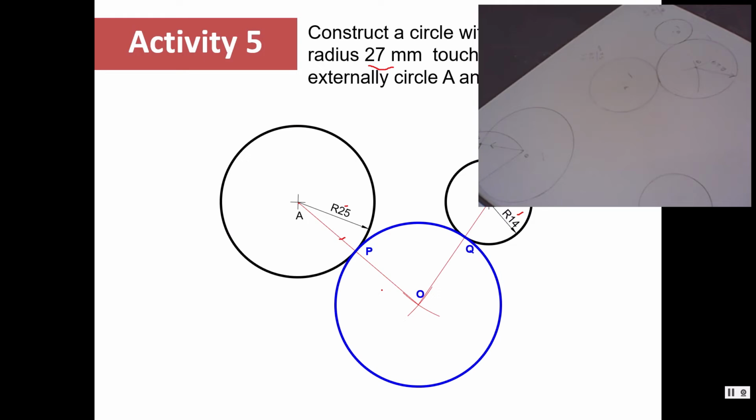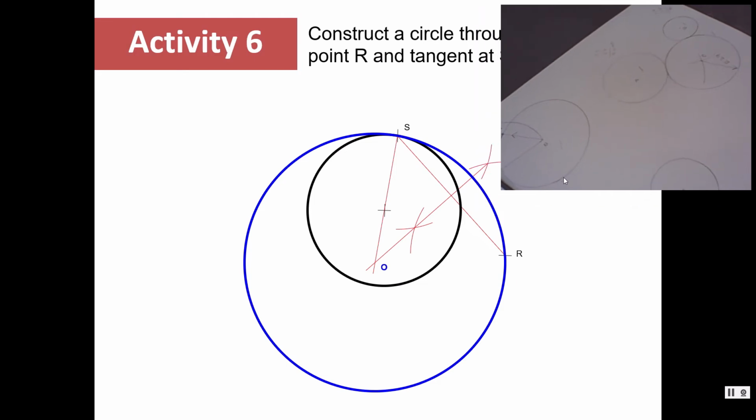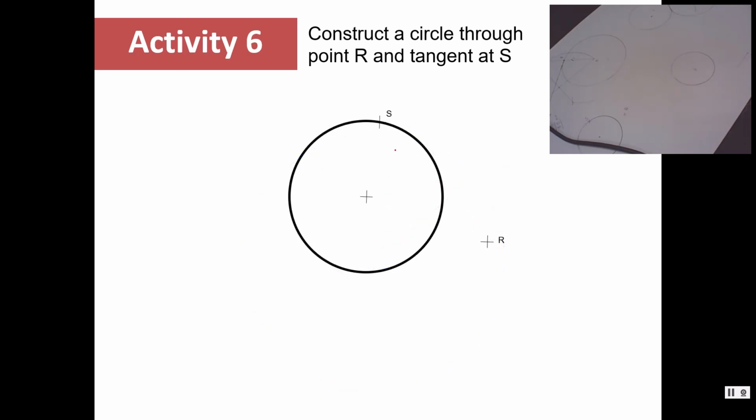Okay, so that's activity 5, so now we move to activity 6. For activity 6, we want you to construct a circle through a point R and tangent at S. So we have a small circle here and we just put S here, a point, and we have another point R. So you want to draw a bigger circle that is going to go through point R, and at the same time touch tangent at S. So how can we do that?